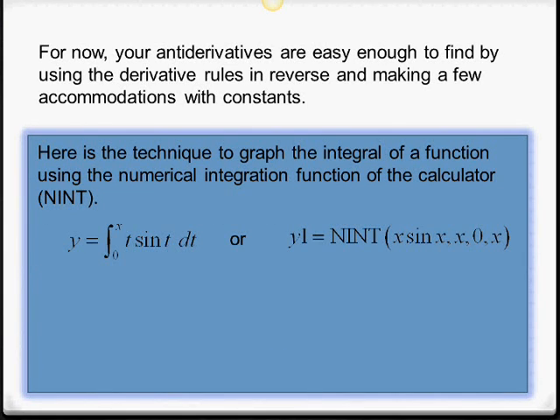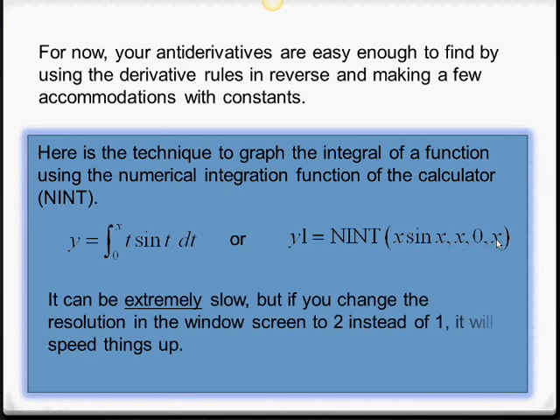I can graph, for example, this integral, y equals the integral from 0 to x of t sine of t dt. And if I have the TI-83, I can put in fnInt into y1. I can put in fnInt, your function x sine of x, with respect to x from 0 to x.